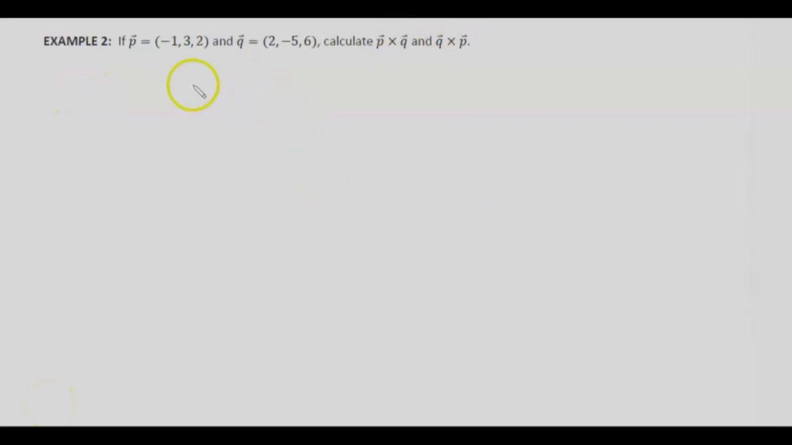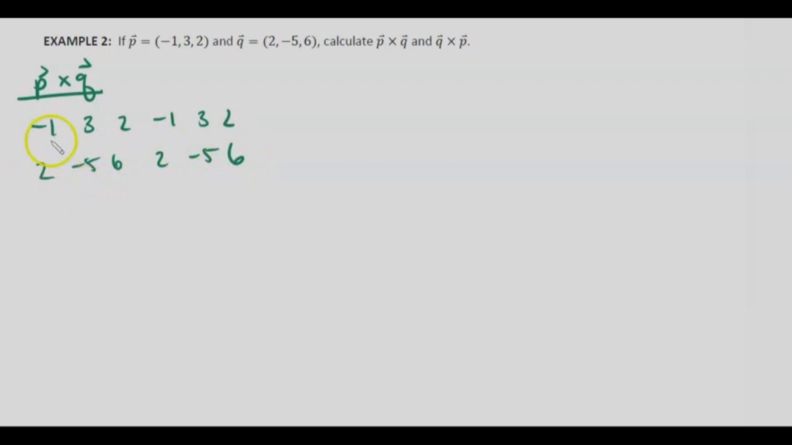Okay, example 2. If vector P equals -1, 3, 2, and vector Q equals 2, -5, 6, we're going to calculate the cross product of vector P cross vector Q, and then we're going to reverse that: vector Q cross vector P. Let's do vector P cross vector Q first. List the components of vector P: -1, 3, 2, -1, 3, 2. List the components of Q: 2, -5, 6, 2, -5, 6. The first and the last ones don't matter.